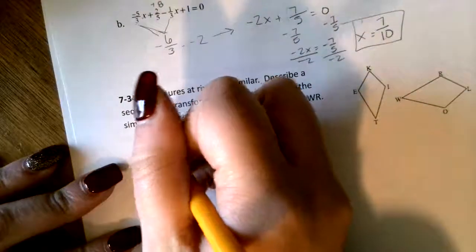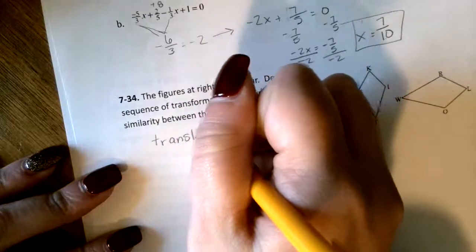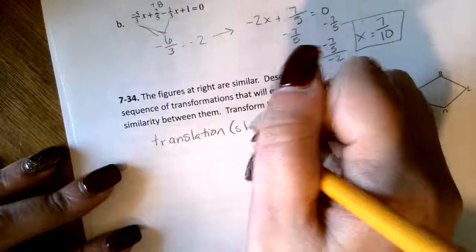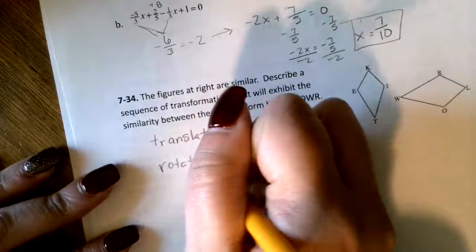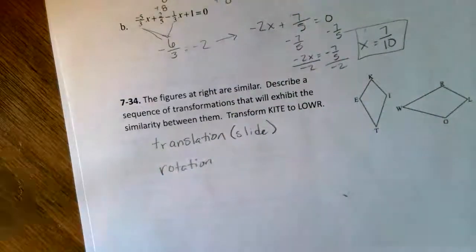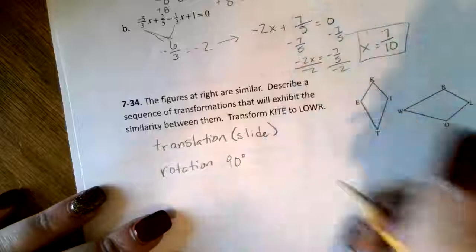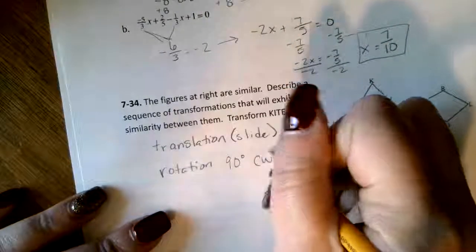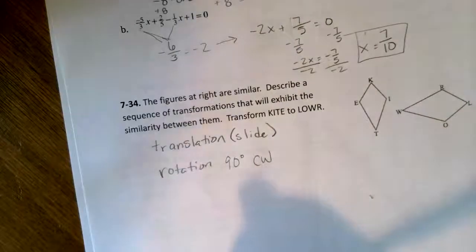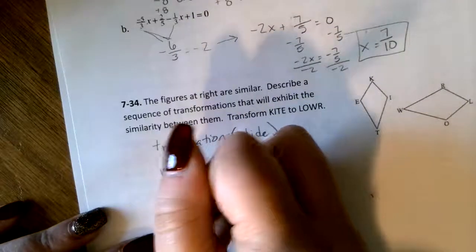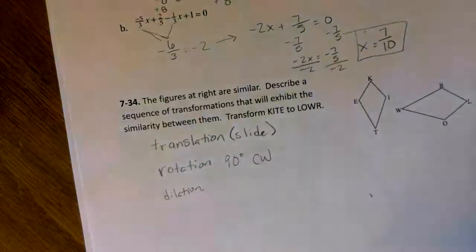Okay, so we're going to say translation. Remember, that's like a slide. And then a rotation. Since they didn't give us a point, we don't have to describe it, technically that would be 90 degrees clockwise, but we don't have a point of rotation, so we can just say rotate. And then we might have to do a little bit of dilation to get it to match up. All right, that's really all we need from that one.